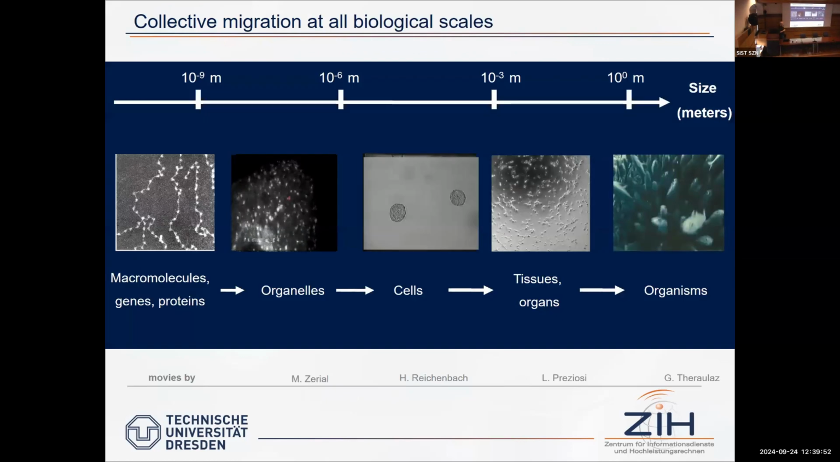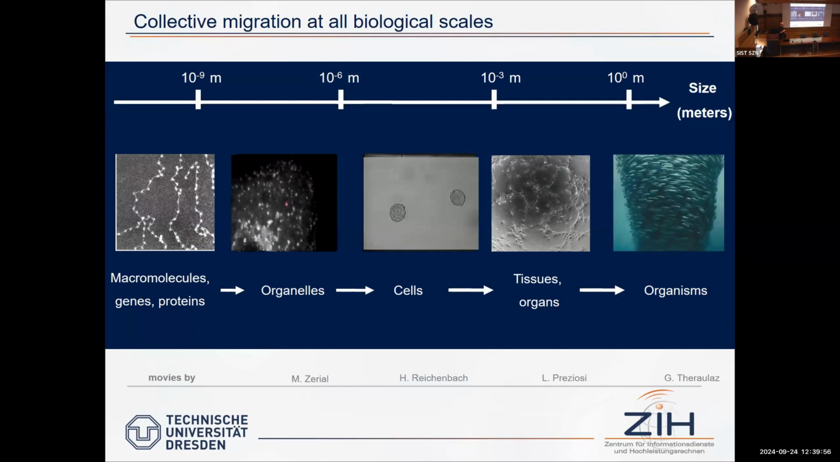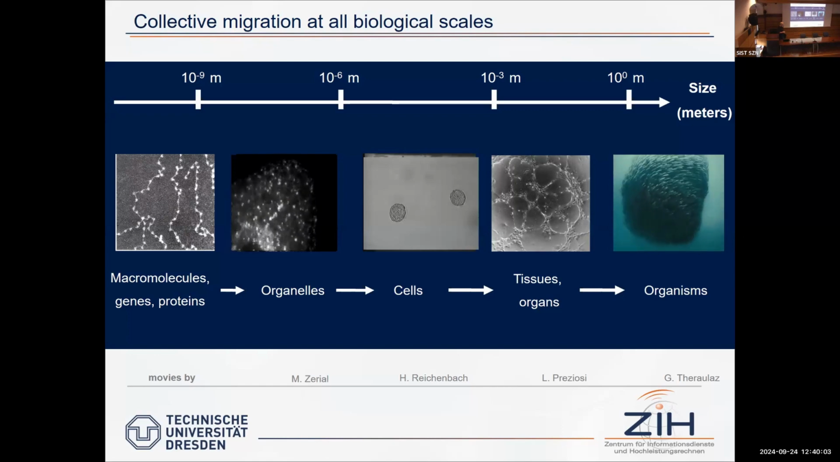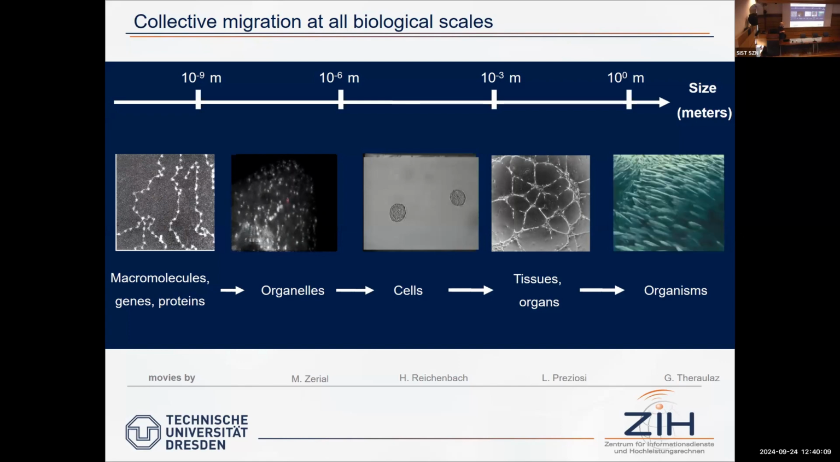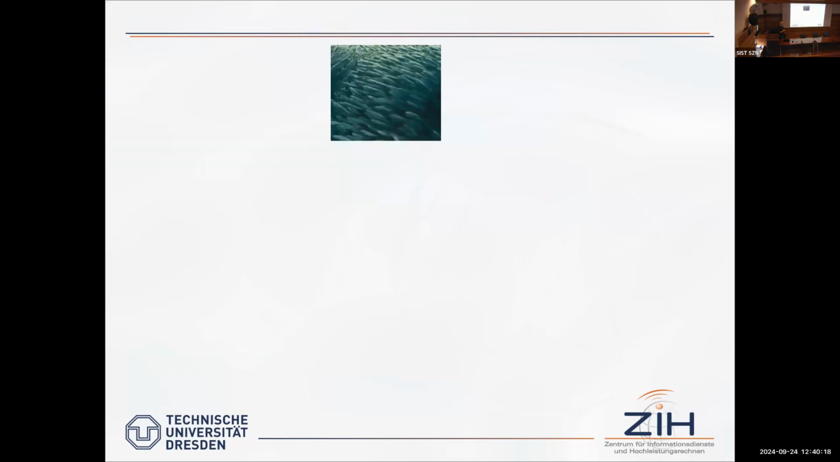This collective migration does occur on many scales. This is from very small macromolecules, over organelles, cells, tissues, and organisms. And my work is focused on the cell level. This is an example of endothelial cells which produce network patterns. This is the focus of my own work. And the question is, what do mathematical models help in order to understand this?